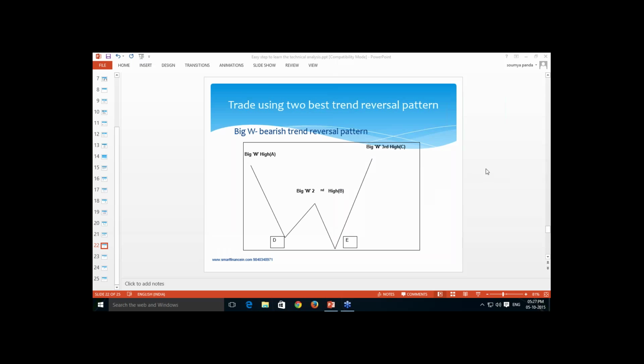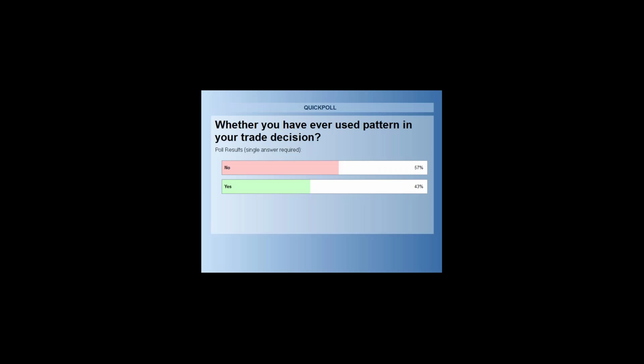Moving to the next part, some have used it, so it is not new. Those who have not used it, you can also see that 43% of the people present, out of these 176 people currently, have used these particular patterns in their decision process. 57% never used them, which is a different issue. However, there are still people who have utilized this particular pattern in their decision process.